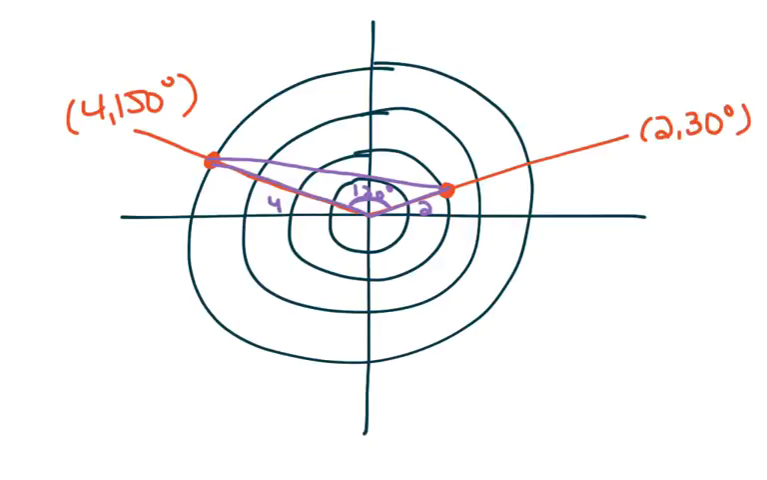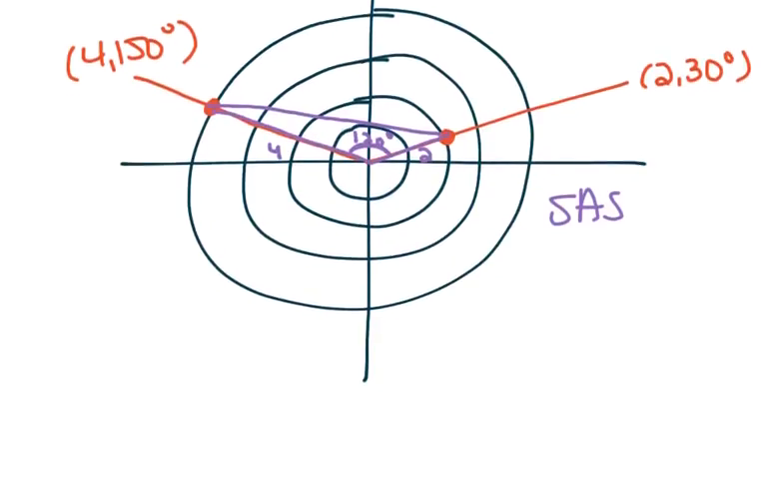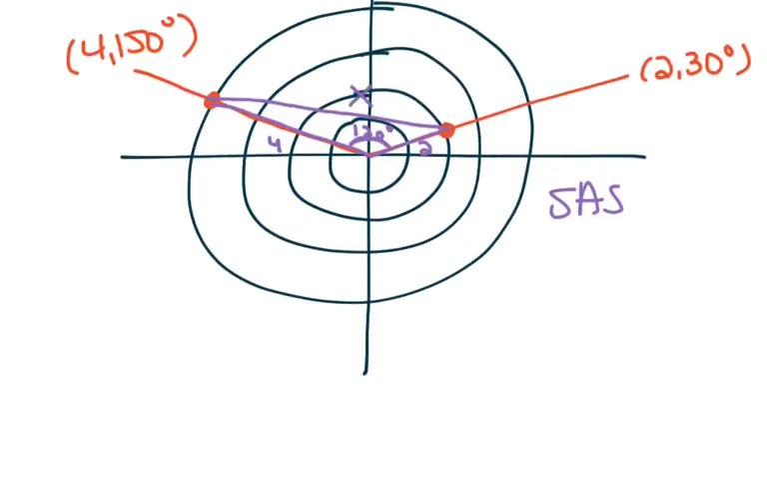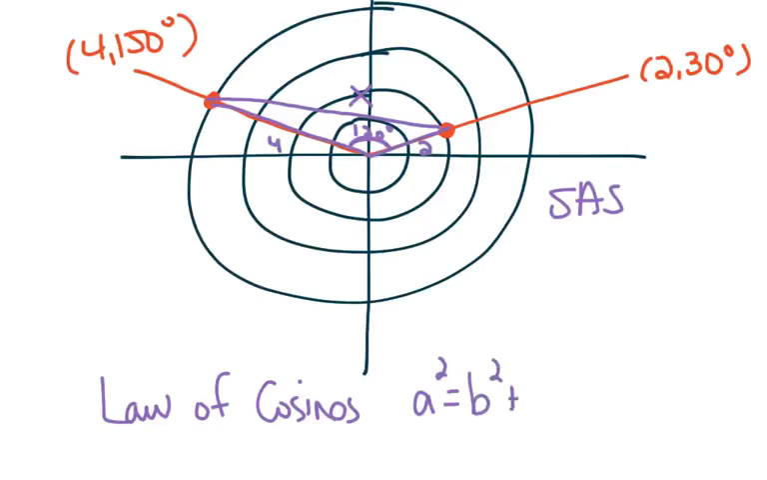Wait a second. I've dealt with triangles like that before where I have side angle side. If I know 2 sides and the included angle, the way that we found the third side was by something called the law of cosines. The law of cosines was the one where the side you're looking for squared was equal to the sum of the other 2 sides squared minus 2 times the other 2 sides times the cosine of the included angle.